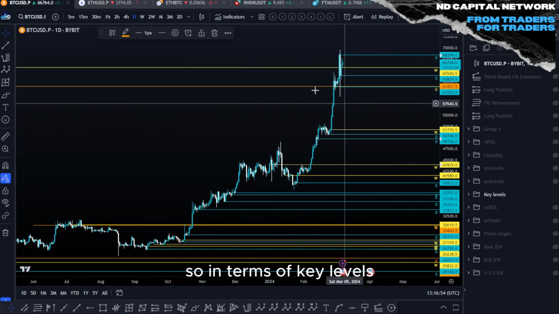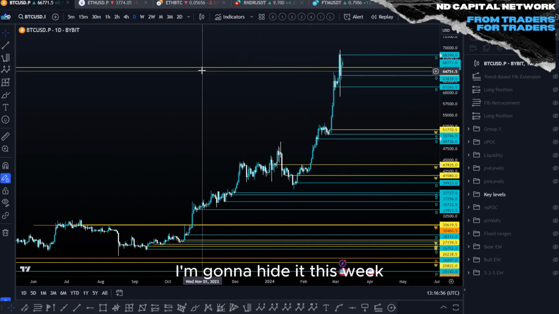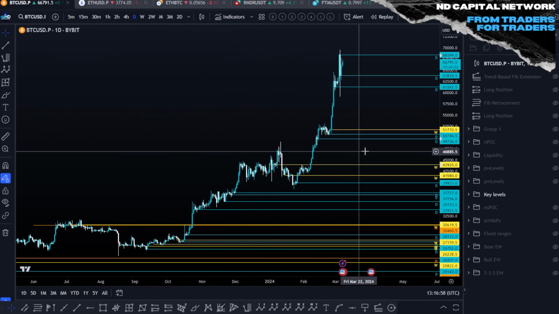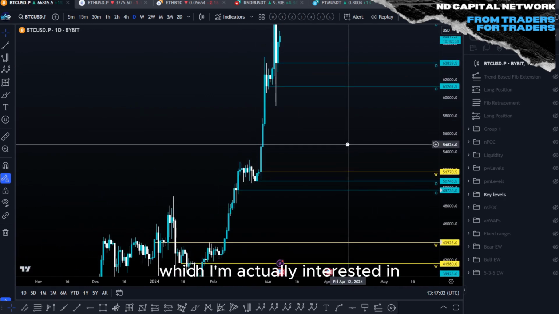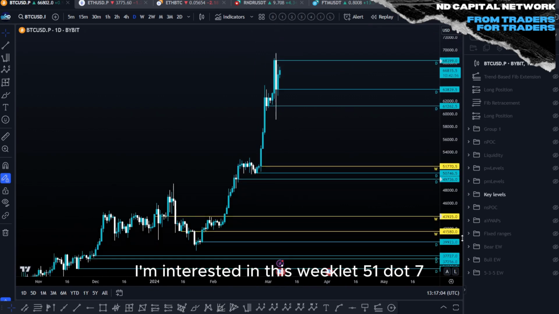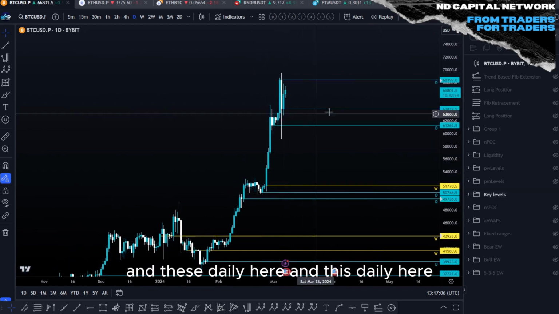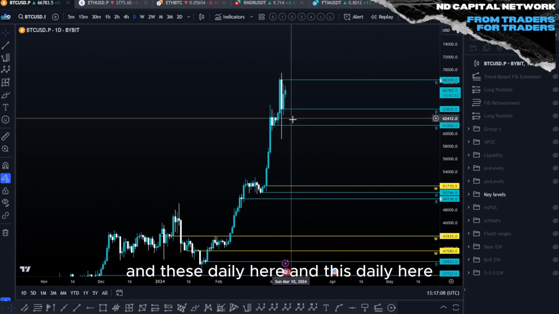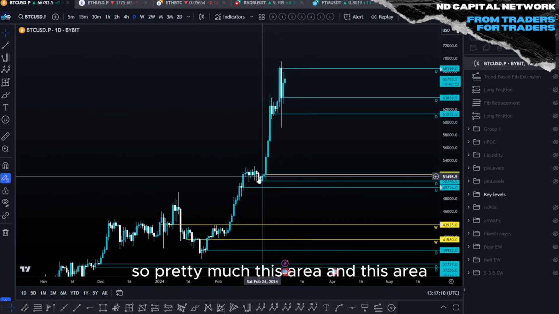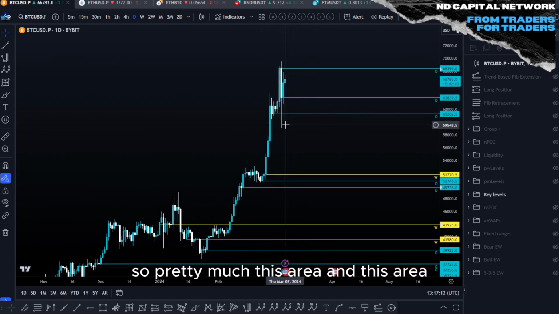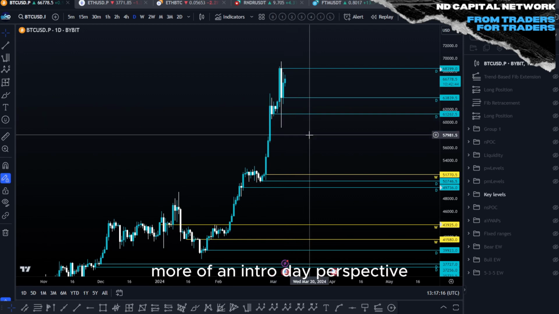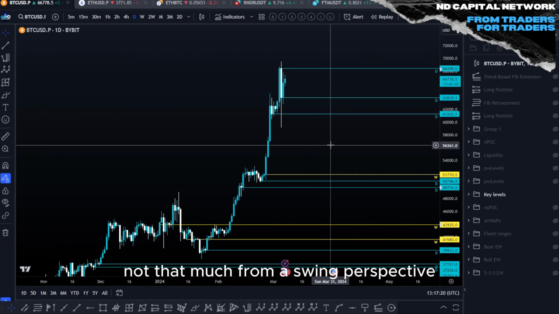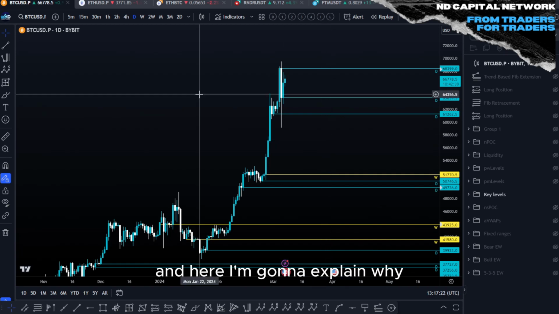In terms of key levels, here we do have a monthly. I'm gonna hide it. This weekly I'm gonna hide. And these are basically the horizontal levels which I'm actually interested in. I'm interested in this weekly at 51.7 and this daily here and this daily here. So pretty much this area and this area. Anything in between, like this daily and this daily, I'm looking to take trades more from an intraday perspective, not that much from a swing perspective. And here I'm gonna explain why.